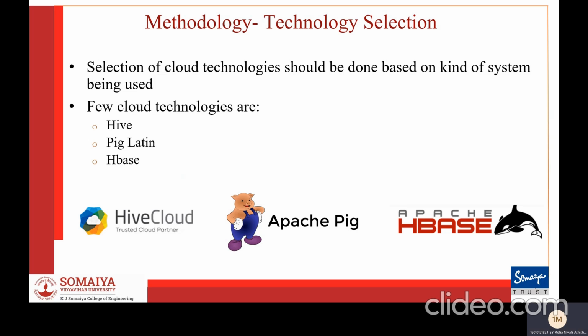The selection of cloud technologies should be done based on the kind of system being used. A few technologies of cloud are Hive, Big Latin, HBase, etc. Hive provides data warehousing facilities on top of a Hadoop cluster. It supports parallel processing. The query language, popularly known as HiveQL, is used by Hive, which is very similar to SQL. Users can create tables and store data in Hive just like MySQL.